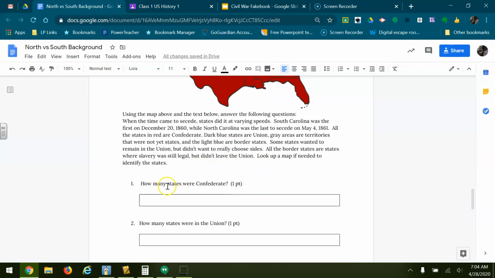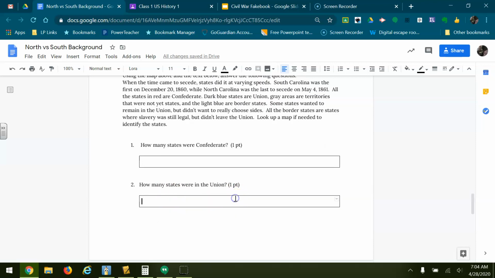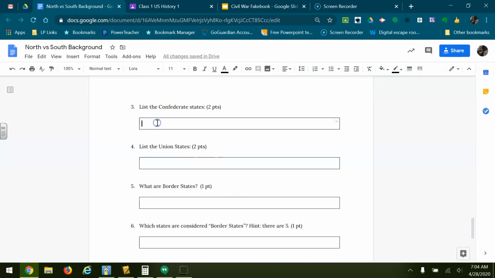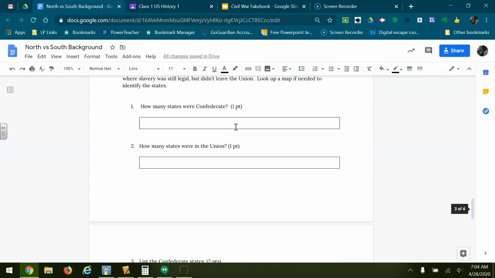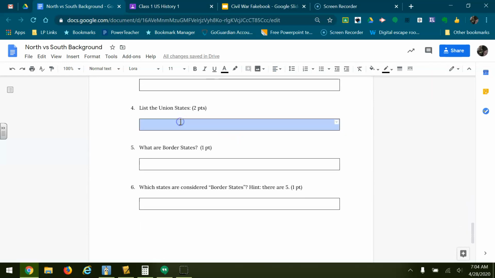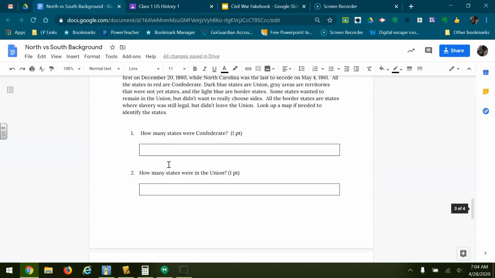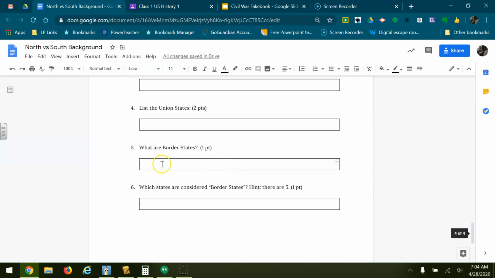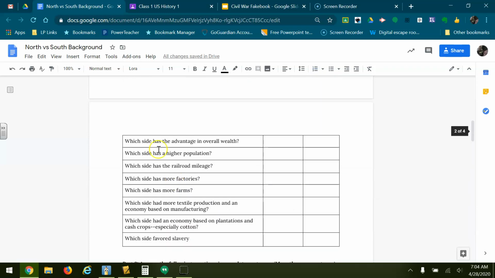So answer the following questions. How many states were Confederate? I'm looking for a number. How many states were in the Union? Again, a number. Tell me what the Confederate states were. You can use abbreviations if you want to. Same thing here with listing the Union states. What are border states? I told you in the paragraph right here and about 5 times in the video. And which states are considered border states? There are 5. Once you get those answered, you can click turn in and everything will be good to go.